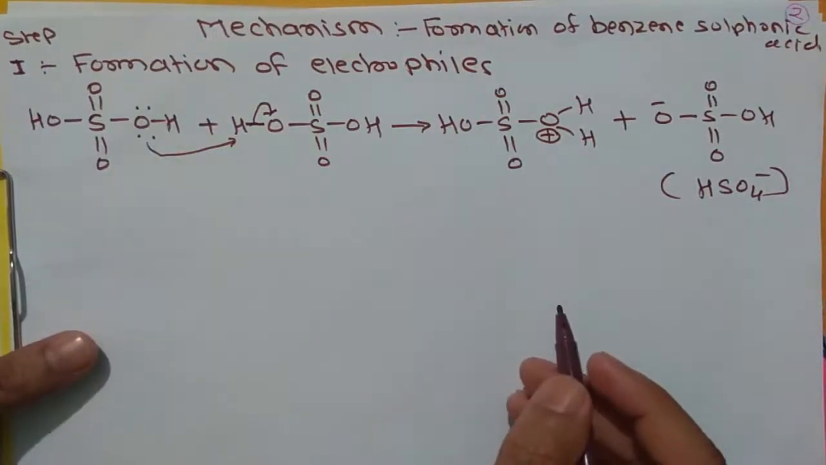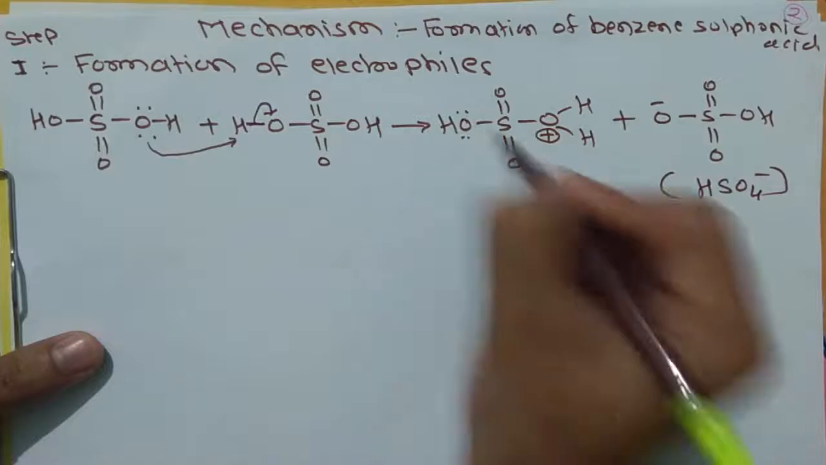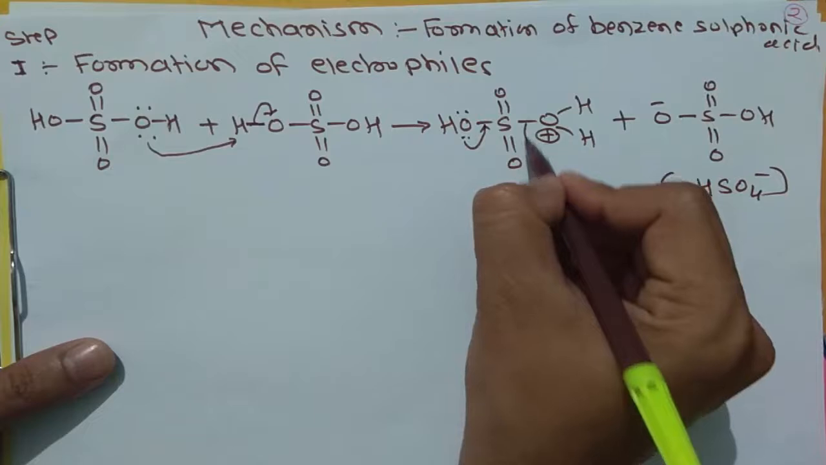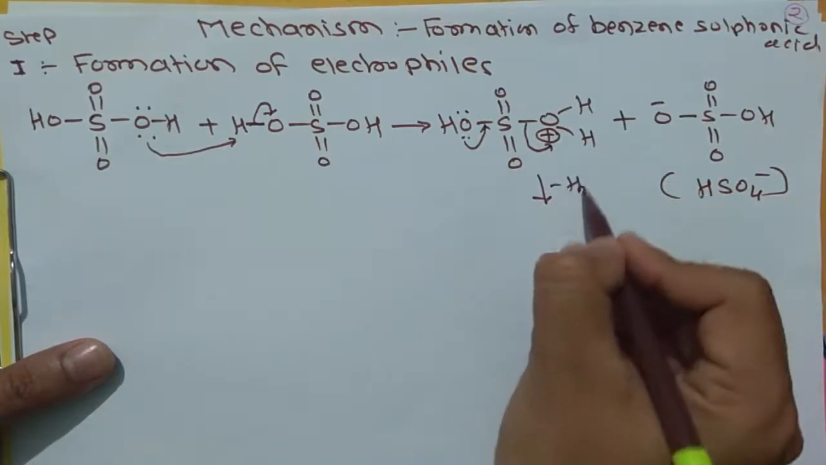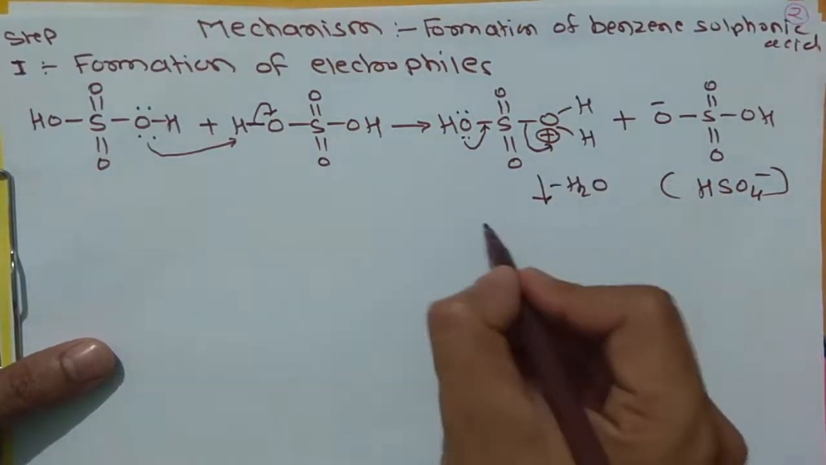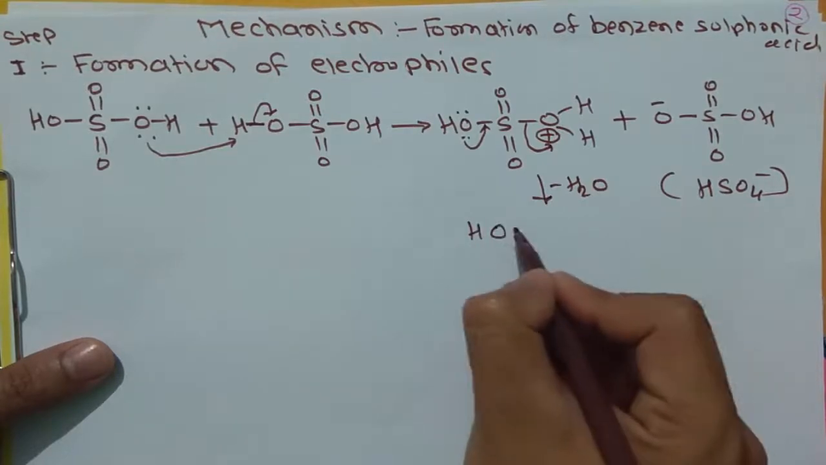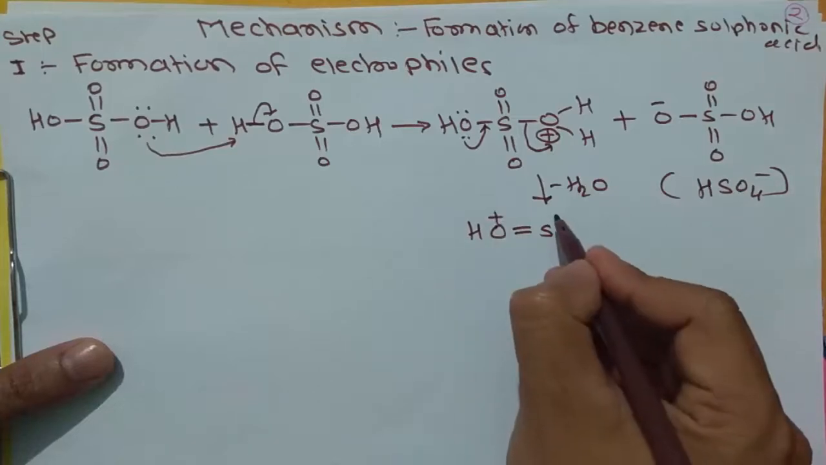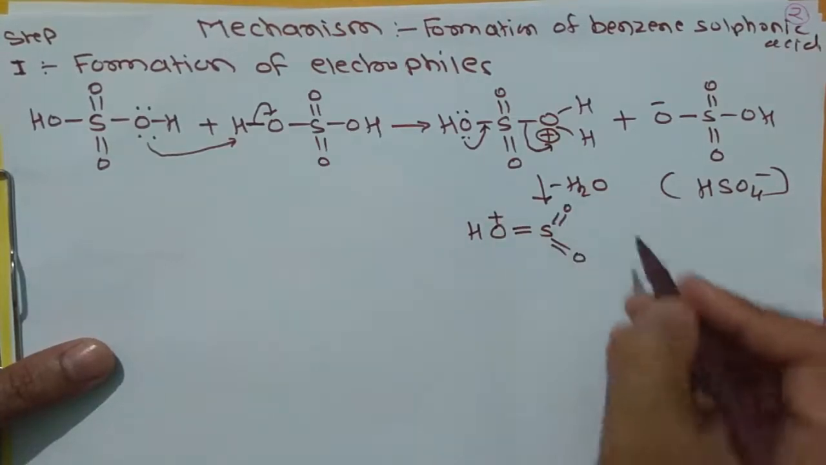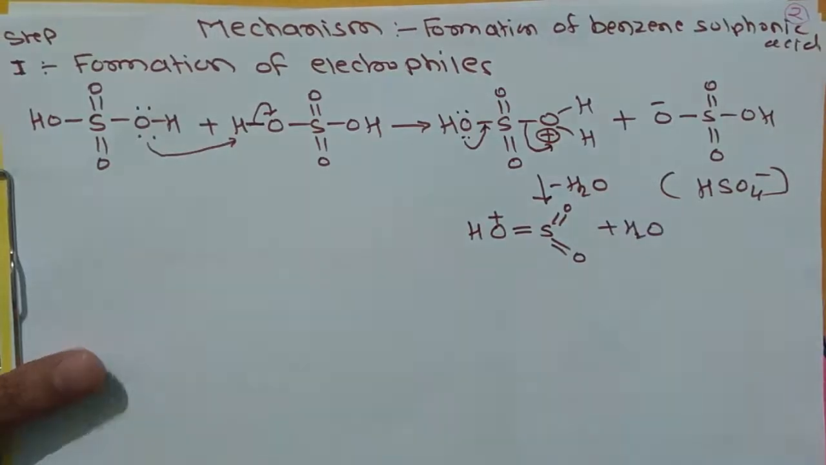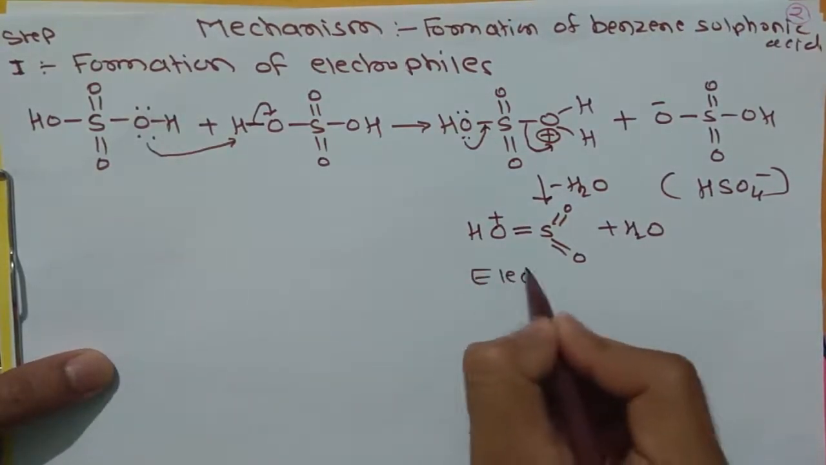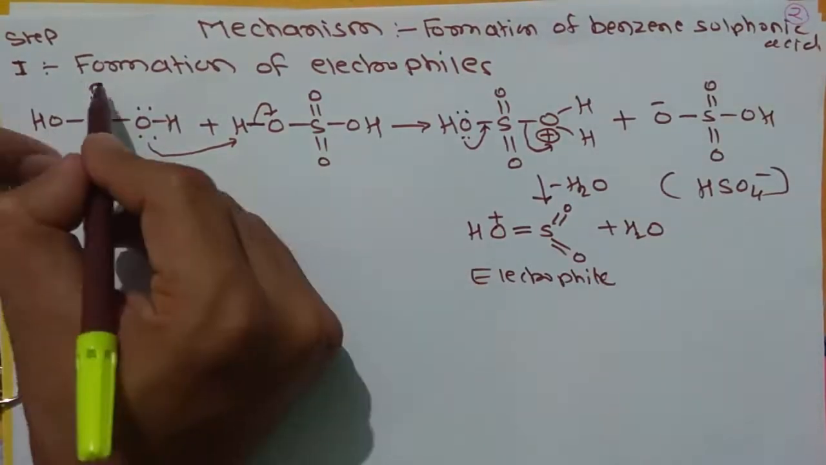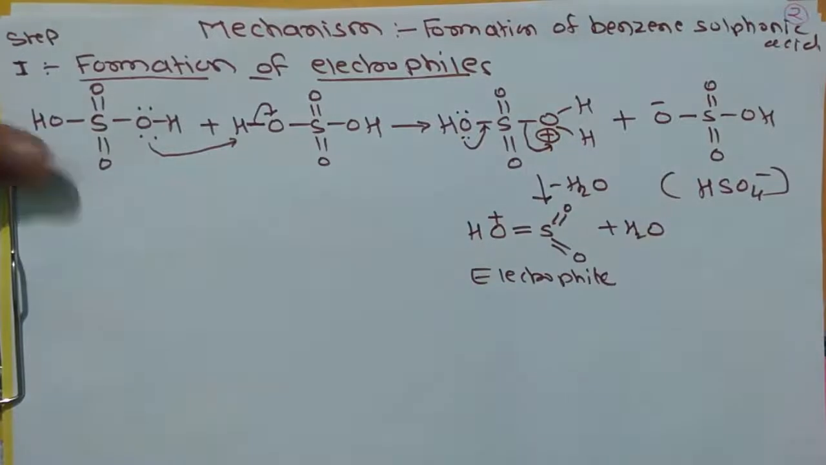Then what happens here? The lone pair present on these oxygen atoms can be transferred to these sites, and here the removal of a water molecule takes place. Minus H2O is removed here. What happens here? OH, double bond, positive charge, double bond O, double bond O, plus H2O. It is the electrophile. In the first step, we know it is the formation of the electrophile. Here the electrophile is formed.